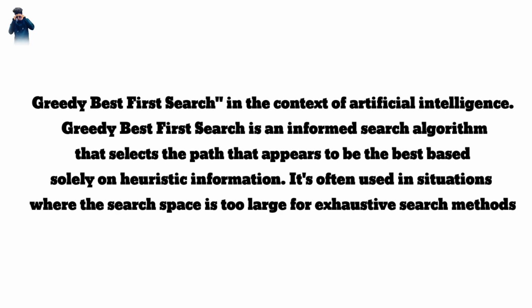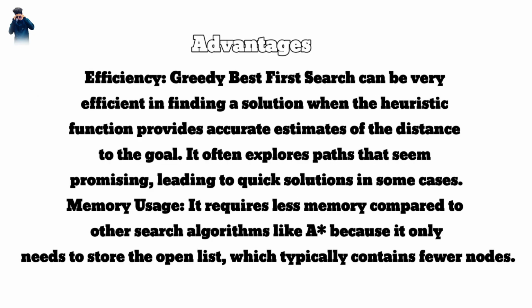Greedy best first search in the context of artificial intelligence. Greedy best first search is an informed search algorithm that selects the path that appears to be the best based solely on heuristic information. It's often used in situations where the search space is too large for exhaustive search methods. Efficiency: greedy best first search can be very efficient in finding a solution when the heuristic function provides accurate estimates of the distance to the goal. It often explores paths that seem promising, leading to quick solutions.